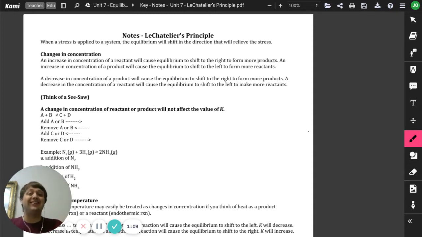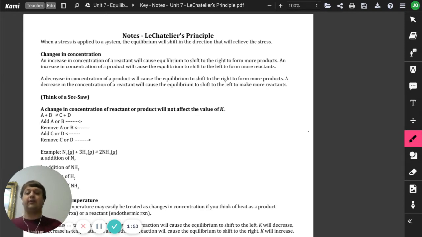So let's actually take a look at what's going on. So first off, changes in concentration. So what does this mean? Well, this means if I add some more reactants or products, what will it do to my equilibrium? Well, it's exactly what we said with this seesaw. So if I increase the concentration of my reactants, this will cause my equilibrium to shift to the right, which makes us form more products. So an increase in that concentration of the product will cause that equilibrium to shift to the left to form more reactants, right? And so basically we're just going to keep doing this seesaw thing until eventually we get to that point of equilibrium.